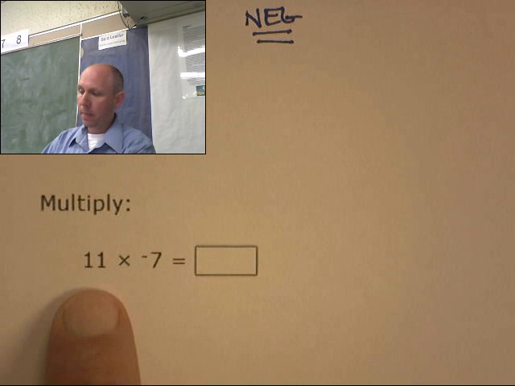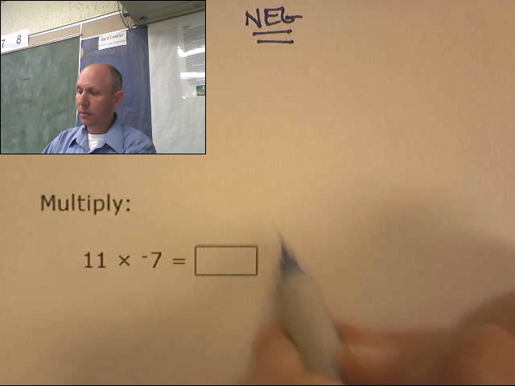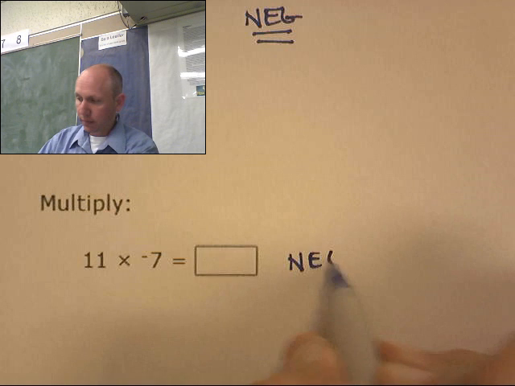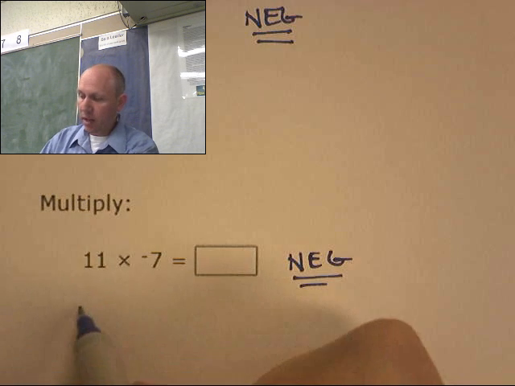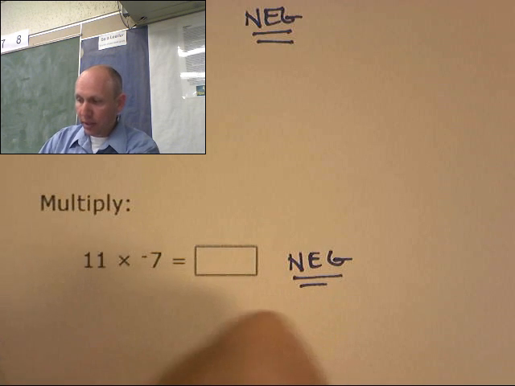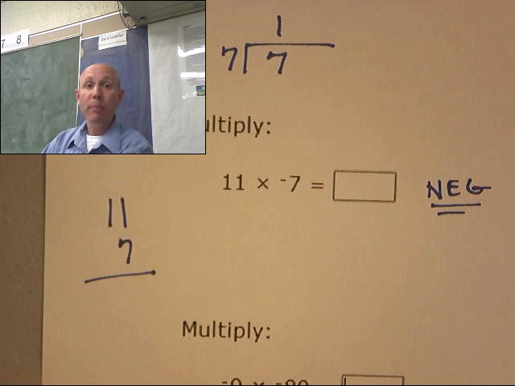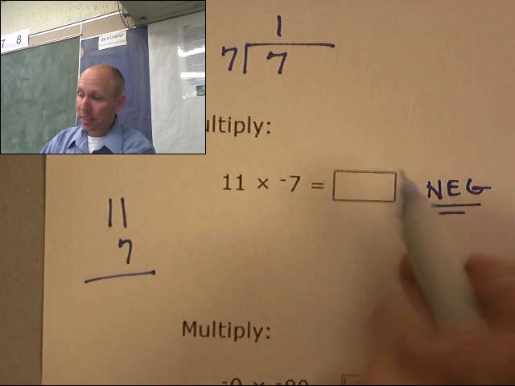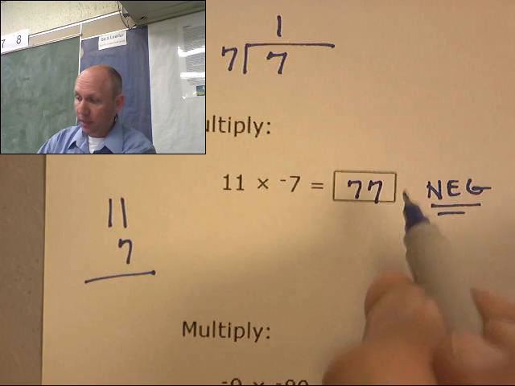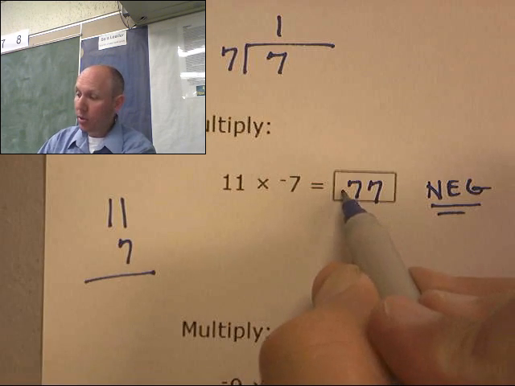Here we go. Positive times a negative. Well, it's going to be a negative answer. And now I'm going to do 11 times 7, off to the side here. And I'm going to ignore the signs. 7 times 11? 77, right? But I know it's a negative.